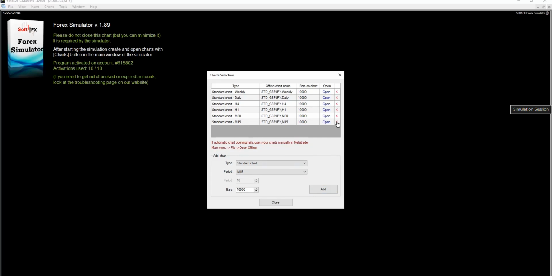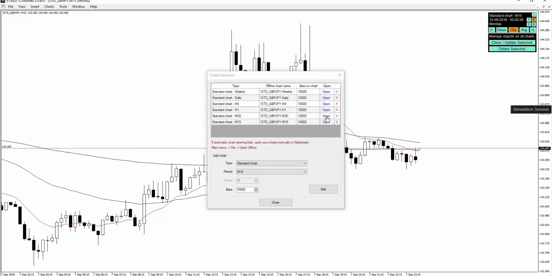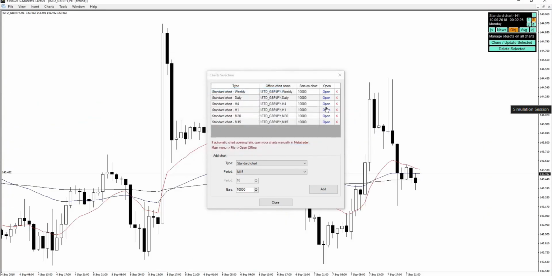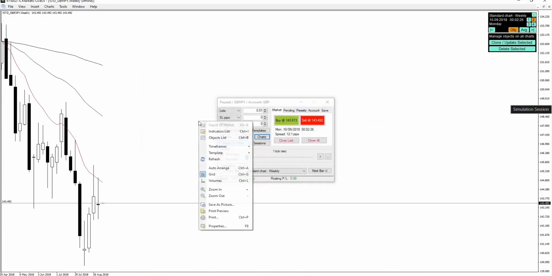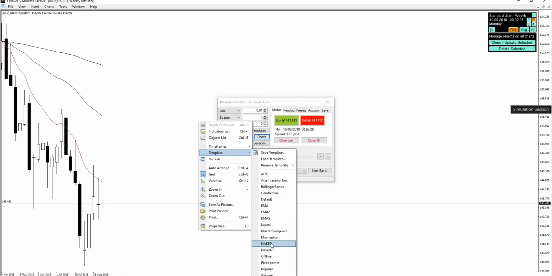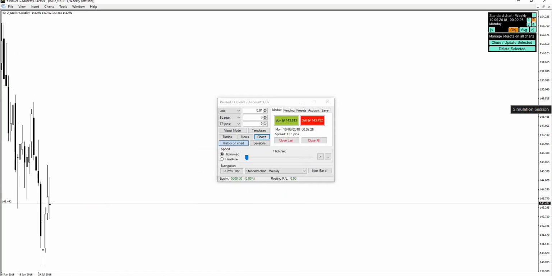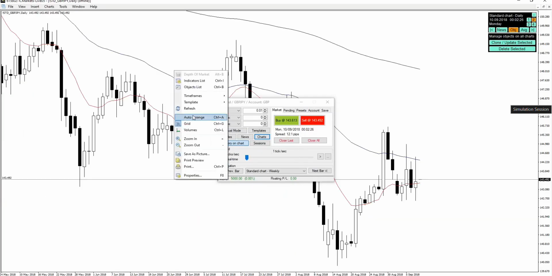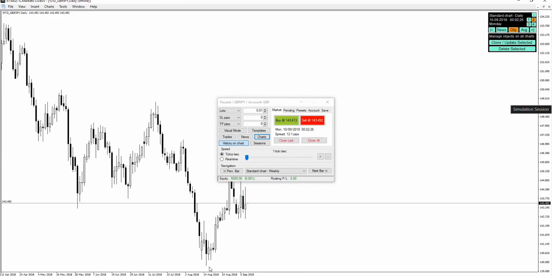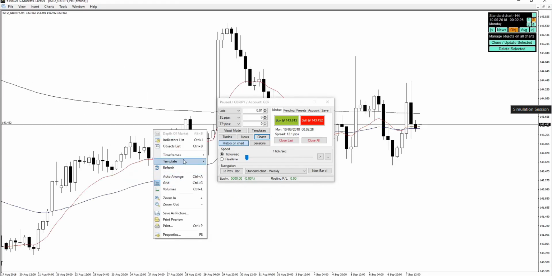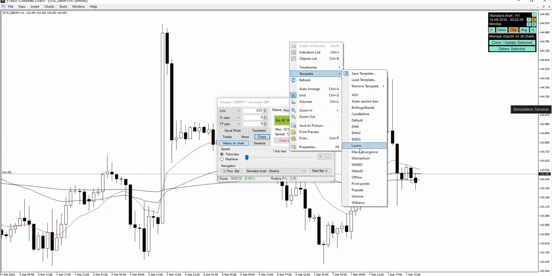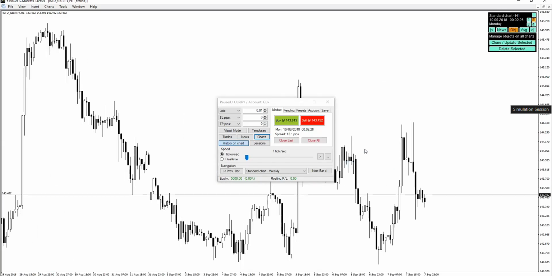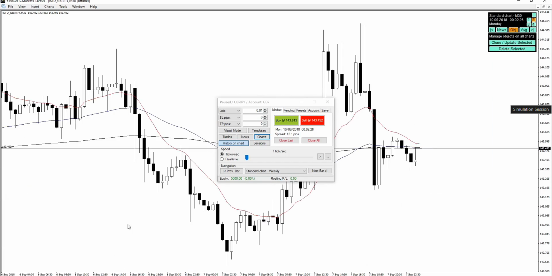All right, so we're going to start adding the charts here. 15 minute, 30 minute, 1 hour, 4 hour, daily, weekly. Perfect. Naked charts. Go to daily. 4 hour. Yeah, so these are just saved templates I have here. Do you have loaded news? Yes, I've loaded news.